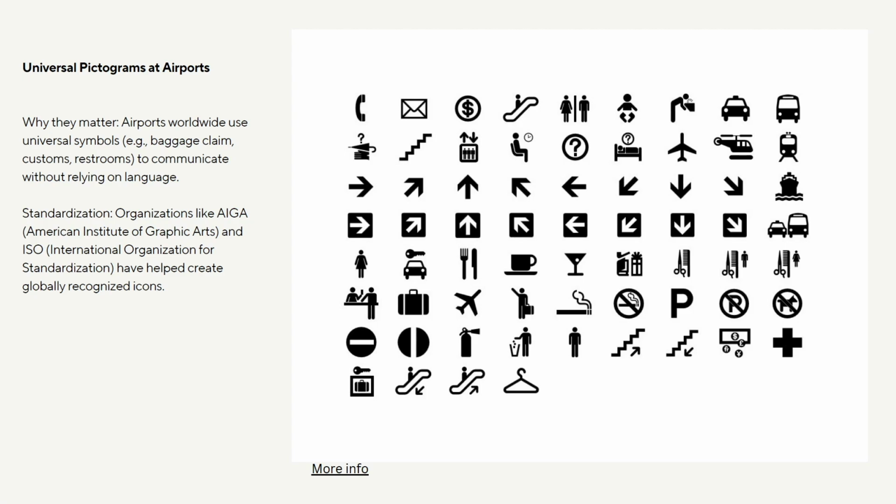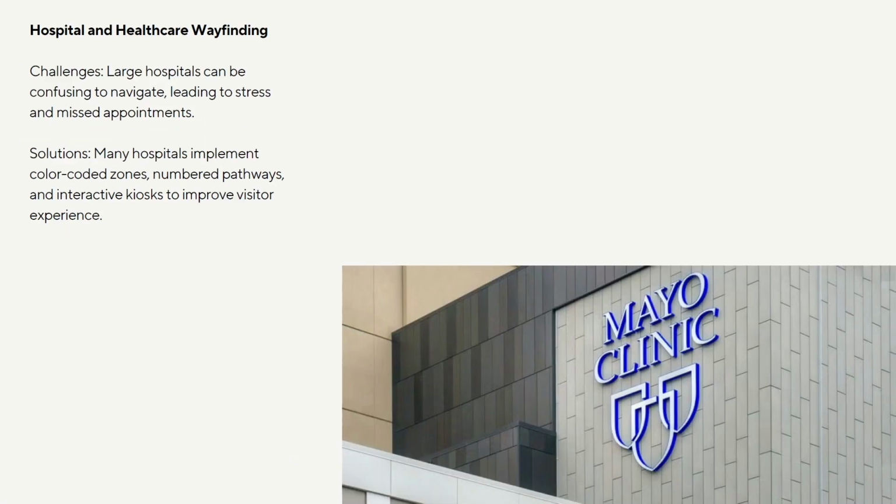So organizations like AIGA, that's the American Institute of Graphic Arts, and the ISO, the International Organization for Standardization, have helped to create globally recognized symbols seen here. And again, that source that I have linked here in our notes, be sure to check on it. The whole case study for this AIGA project is there.